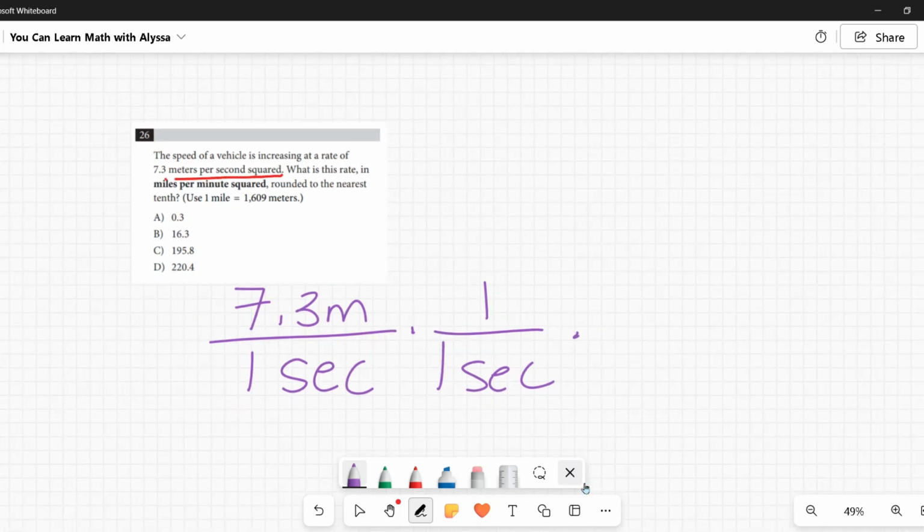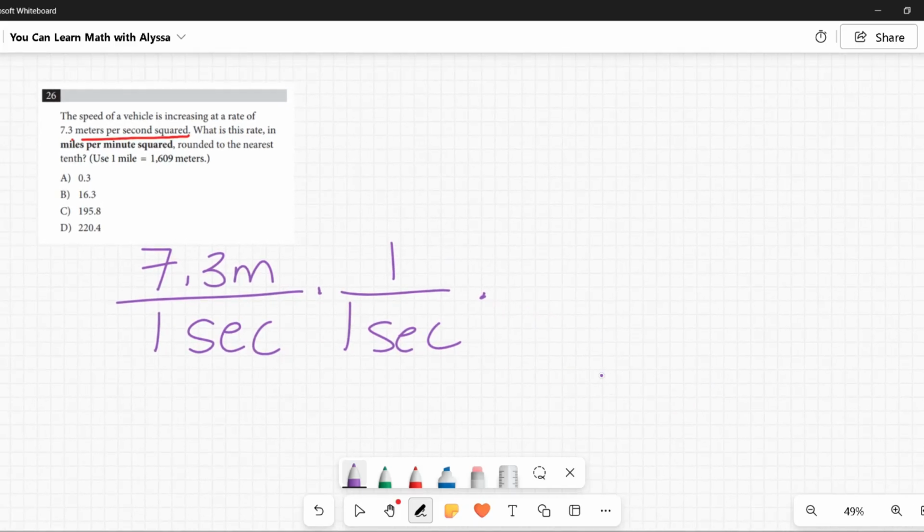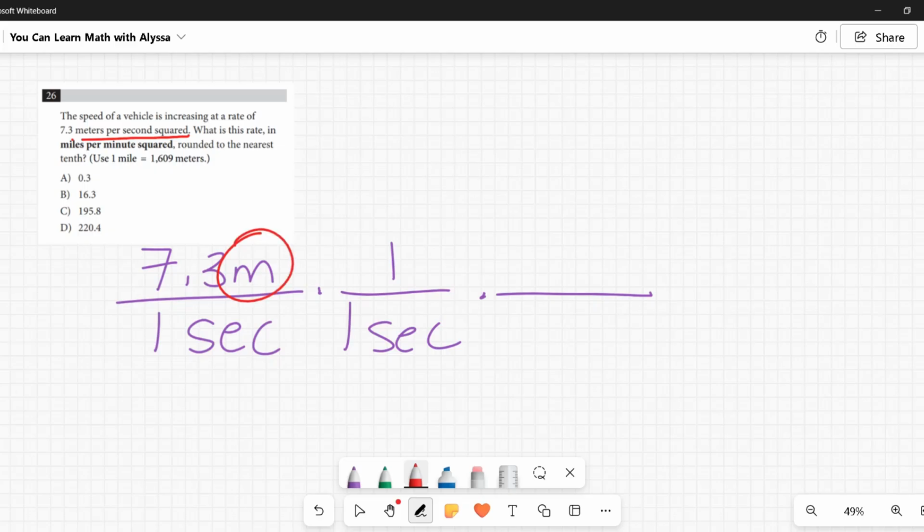To convert this to miles per minute squared, I don't want any seconds, I want minutes squared, and I also don't want meters, I want miles. So I want the meters to cancel out. Currently there's a meter on the top on the left, so I'm going to put my meters on the bottom: 1,609 meters for every 1 mile.